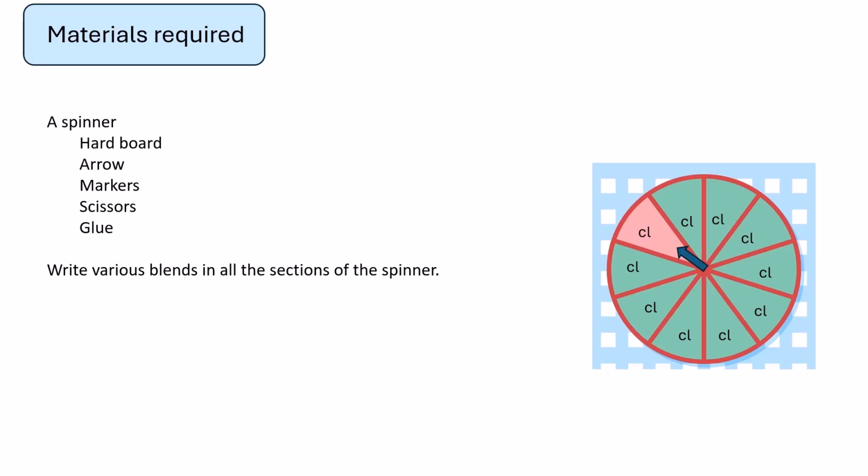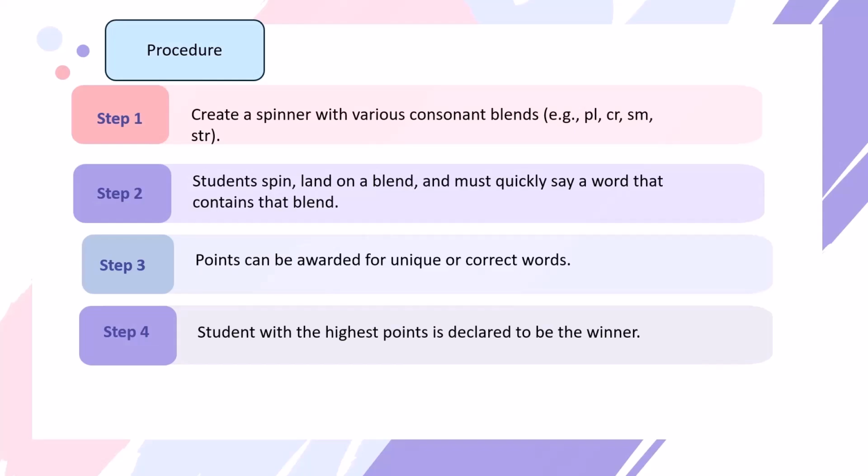So how is this played? This is played once the spinner is built, you invite the students to spin the arrow. Now the arrow will stop at a particular blend. So the student needs to say a word that starts with the blend which the arrow points out to. The winner is the one who gets the highest number of words.